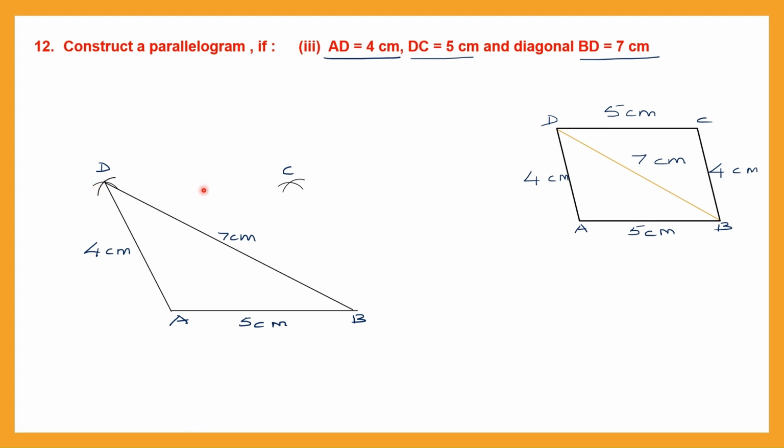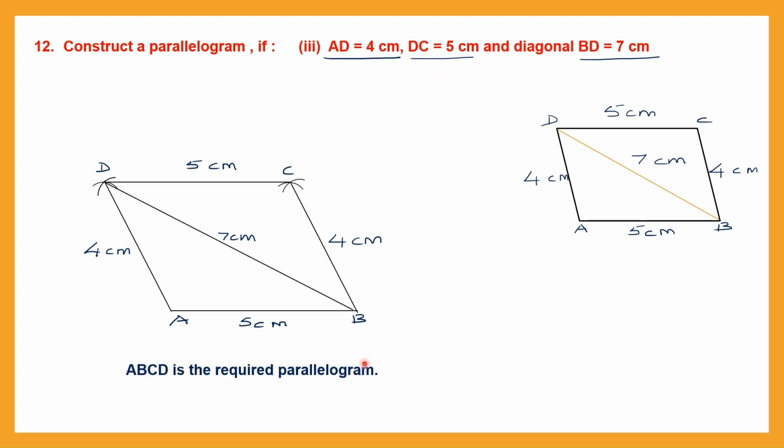Now we can join DC and BC. So let's do that. So we have joined DC and the measurement is 5 centimeters. Similarly, let's join BC and this measurement is 4 centimeters. So let's look at the rough figure and see whether we've got everything. AB 5 centimeters, BC 4 centimeters, CD 5 centimeters and DA 4 centimeters. And we have our diagonal BD 7 centimeters. That means we followed all the instructions given to us in the question and we now have our parallelogram. ABCD is the required parallelogram.